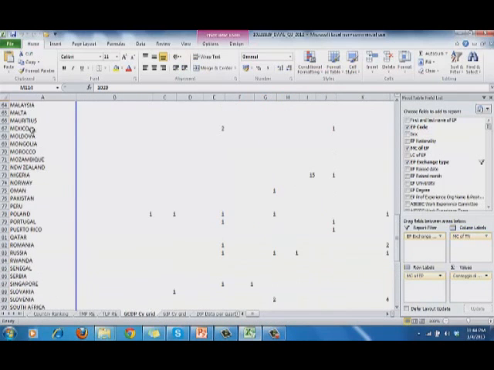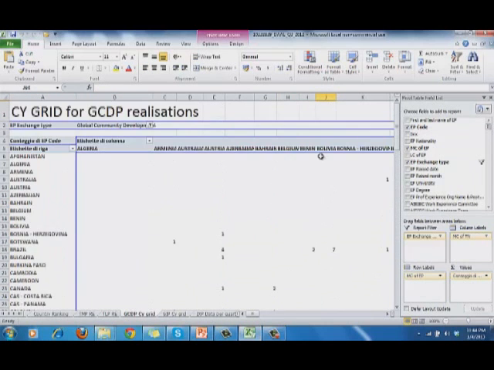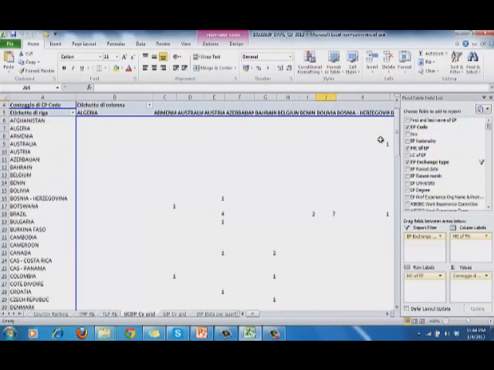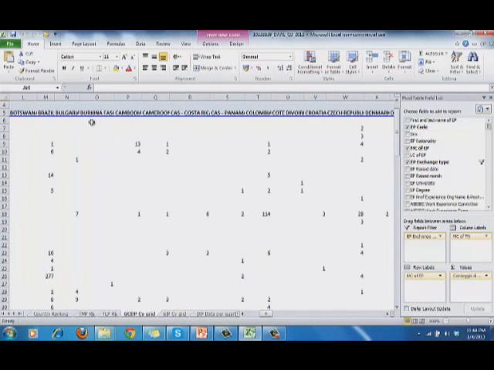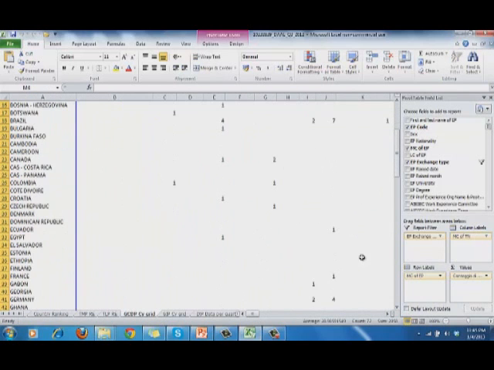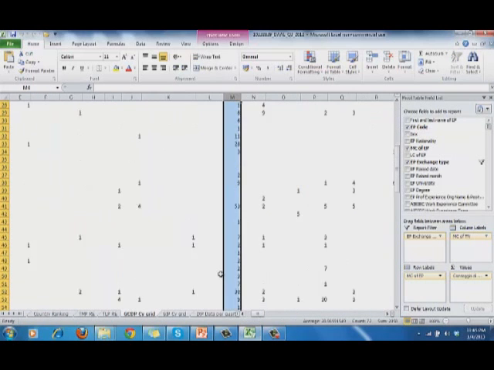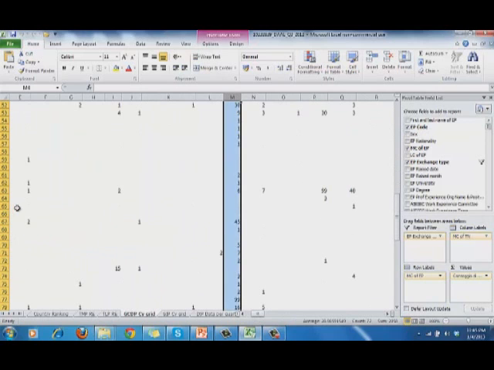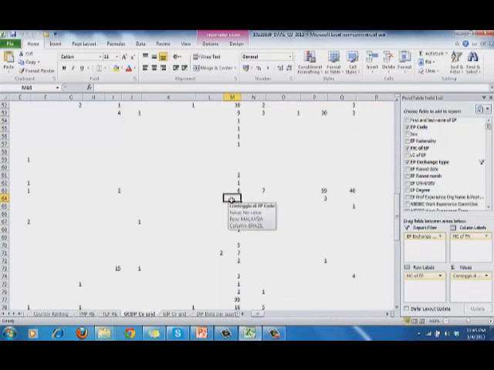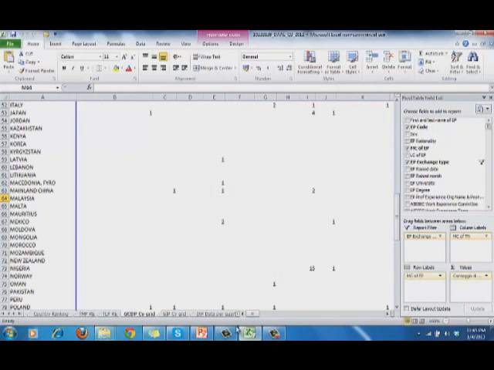We'll go back to Malaysia and we'll look for Brazil. So Malaysia is in the column 64. None. We actually have none going to Brazil. That is one untapped market we can look into.